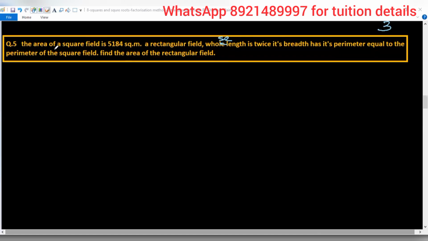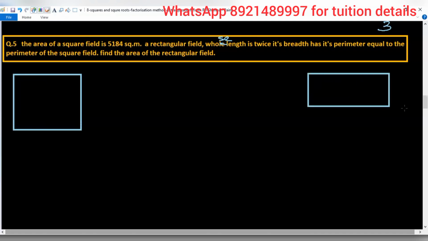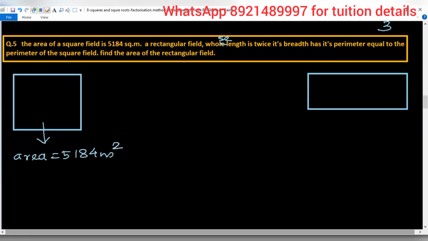Okay, so actually we are having two fields. One is a square and the other is a rectangle. So first let us draw it roughly. Here we have a square field and on the other side we have a rectangular field. Now what is given in the question? The area of the square field is this much. So its area is equal to 5184 meter square.